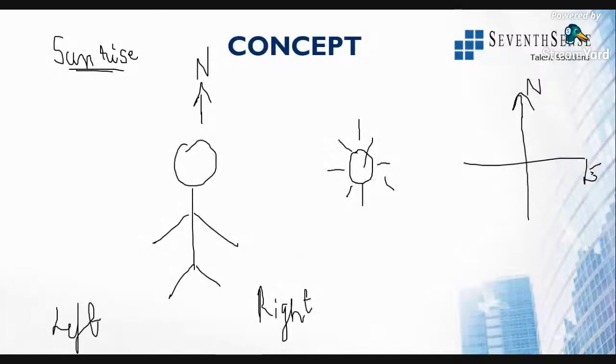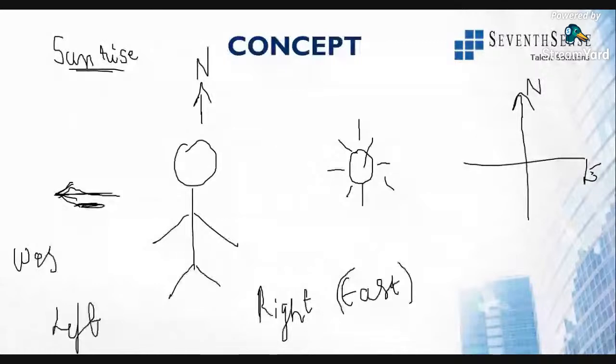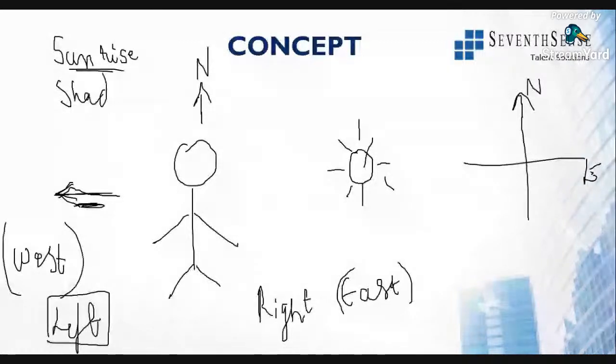Whenever you see the sunrise, the sunrise will be to the east, and considering this, the shadow will fall to this side, right? The shadow will fall in this direction. What is this direction accordingly? If your right side is east, what will be your left side? It will be west. So here the shadow will fall to the west side, that means to your left. So this is called the sunrise and shadow concept.